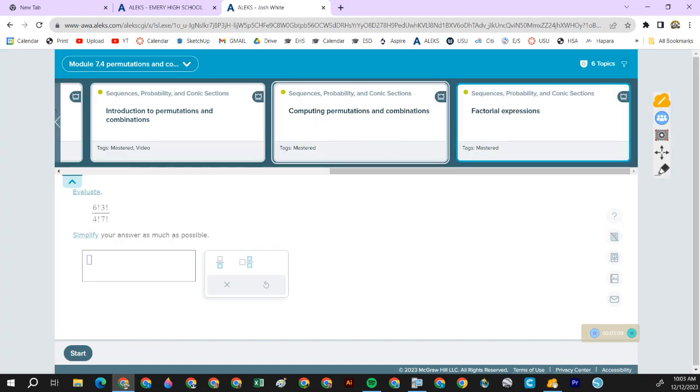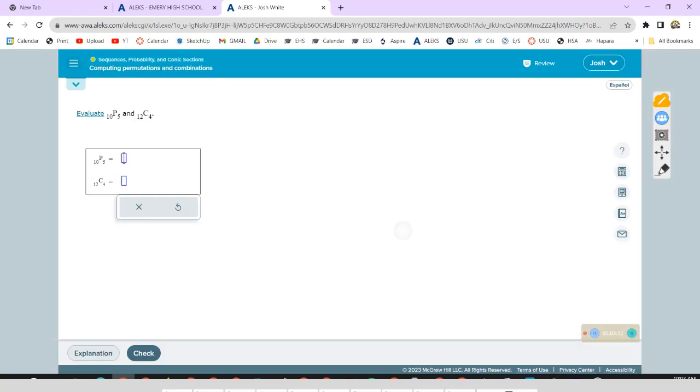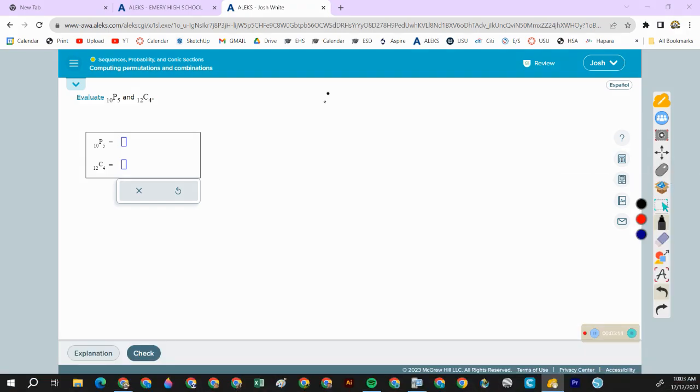Okay, now on to combinations and permutations. So remind me, if AB is equal to BA, what do we call that? If order doesn't matter, what sort of situation is that? Combination. Good. So this is a combination. How do we calculate combinations? We use the nCr button.